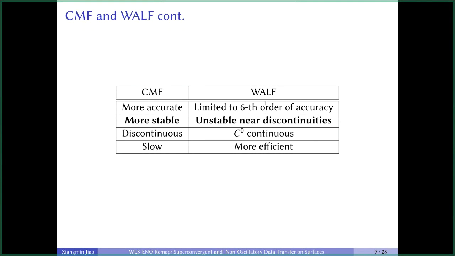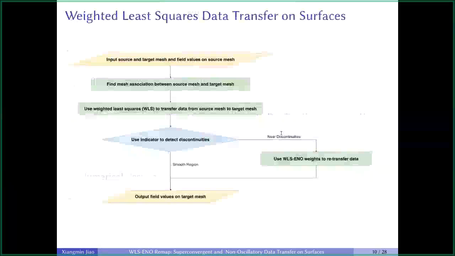So for WALF, well, WALF is more efficient, but the most important feature for this talk is that WALF is quite unstable near discontinuities. So actually, we are going to take advantage of the instability to detect these discontinuities. So we'll come to that later.